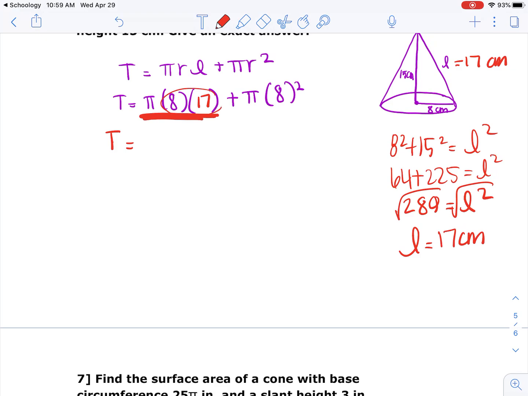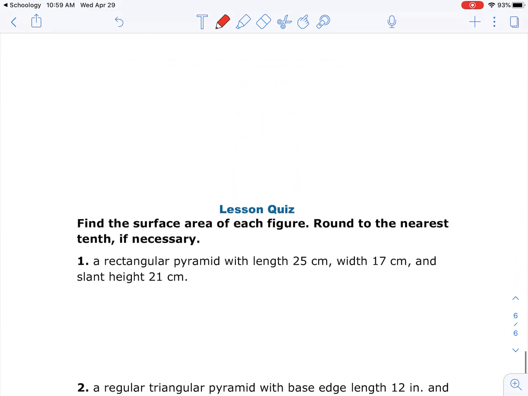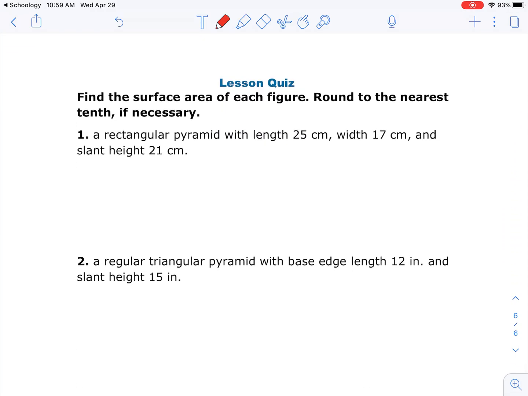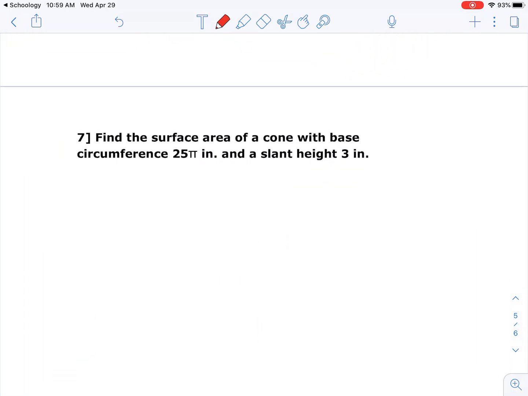So I'm going to get this exactly. I'm just going to do 8 times 17 in my calculator, which is 136, and I didn't put pi in there, plus 8 squared is 64 pi. They both have pi in them, so I can combine these two numbers, which is 200, and then I didn't put pi in my calculator, centimeters squared. Okay, so we have one left, and then the rest was just like your tries. So I'm not going to end up doing those because it's excessive here.